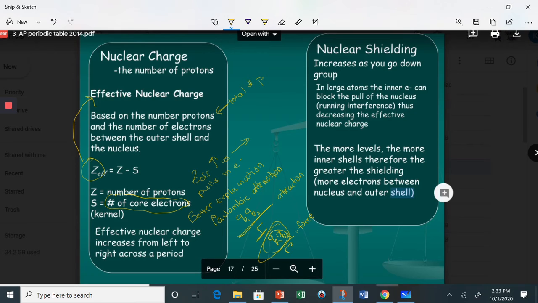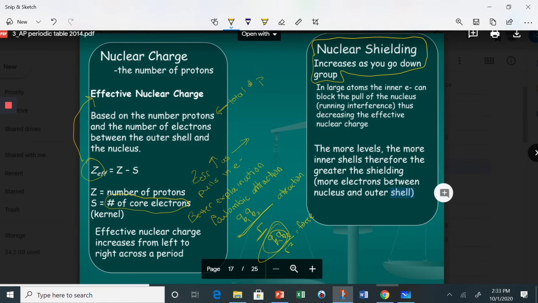Nuclear shielding is something that we only discuss as you go down a group. Okay, we don't discuss nuclear shielding going across a row. Is there some? Yeah, a little bit, but not like when you go down a group.